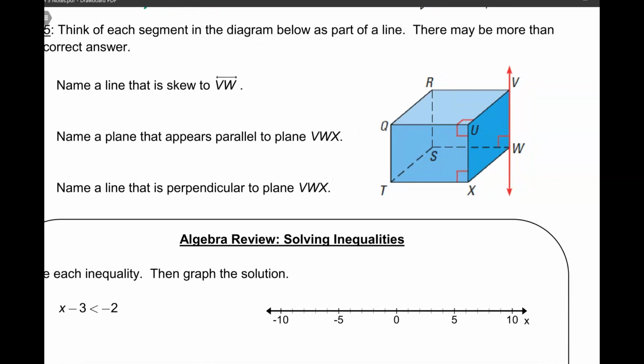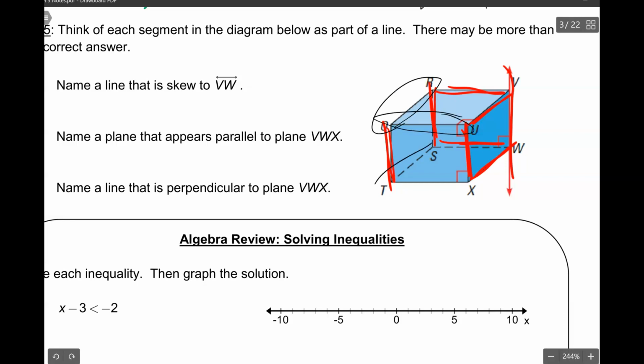Name a line that's skew to VW. So if this is VW, I need to highlight all the lines that would either be on the same plane or intersecting. So all of those lines would be intersecting. Well, technically, QT could be parallel to VW if we would make a plane that goes across there. So I want it so that they definitely are on separate planes. Okay, so I have QR, QU, ST, and SX. These four lines, well, here are their segments, but we're assuming each segment is part of a line. Those four lines would be skew to VW.